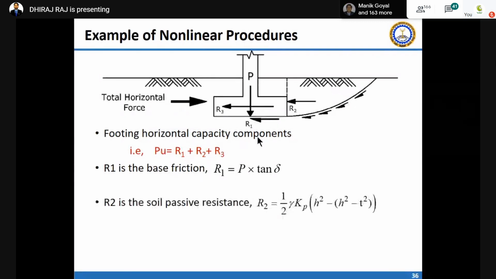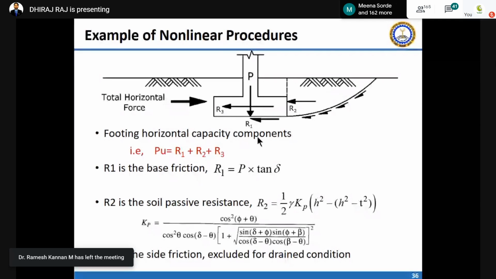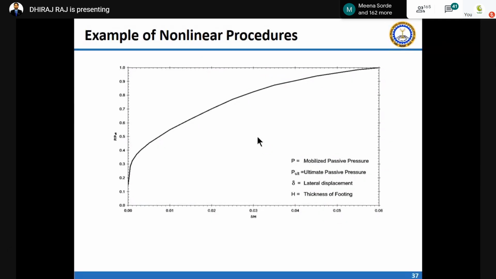R2 is the soil passive resistance, which you can directly calculate from Coulomb's formula. This is the Coulomb coefficient of passive pressure. And R3 is the side friction on the side of the foundation, so this can be excluded in the case of drained condition. Okay. So finally, you have to use this base pressure mobilization curve to normalize.